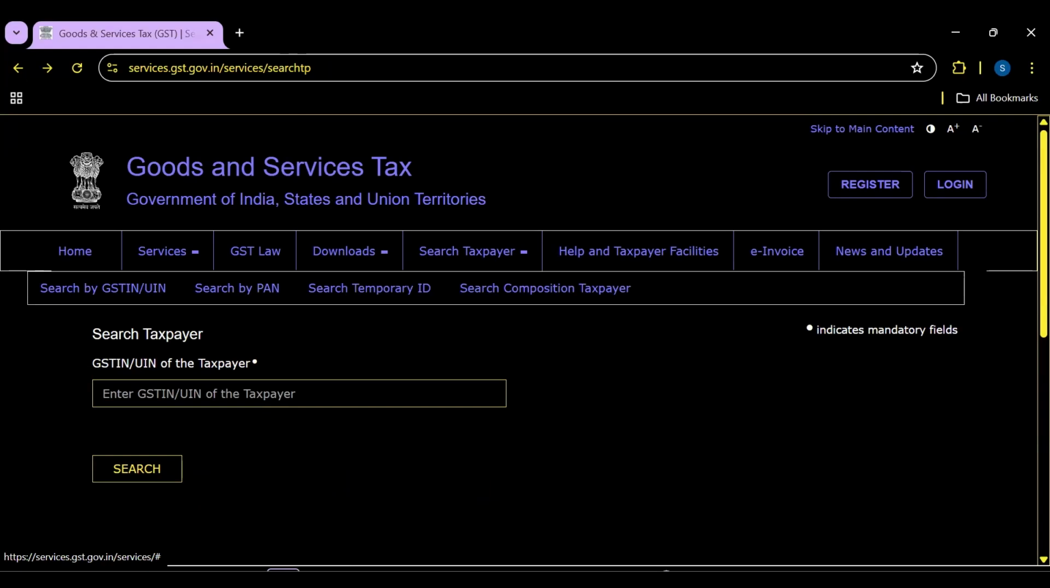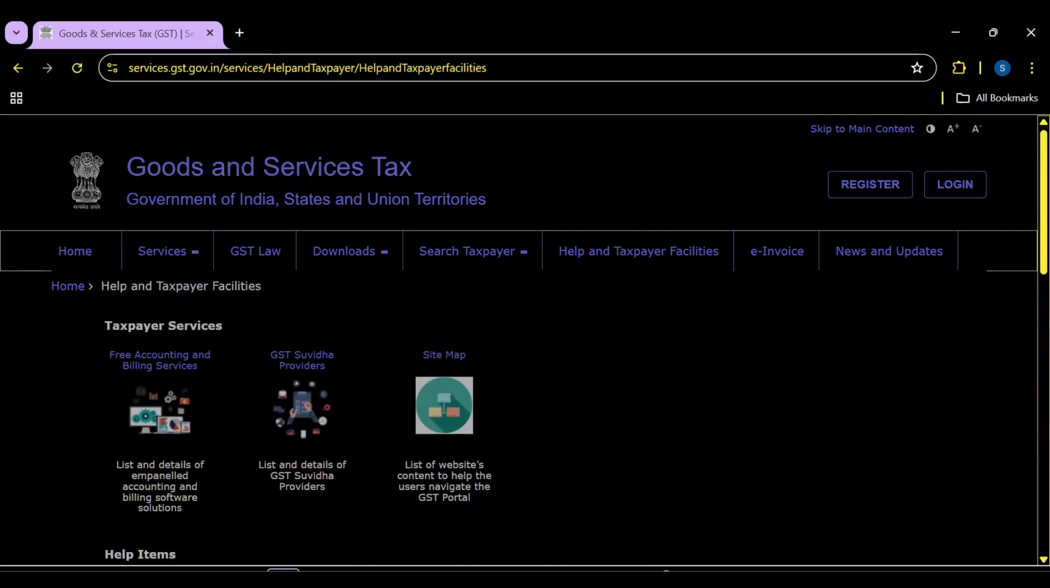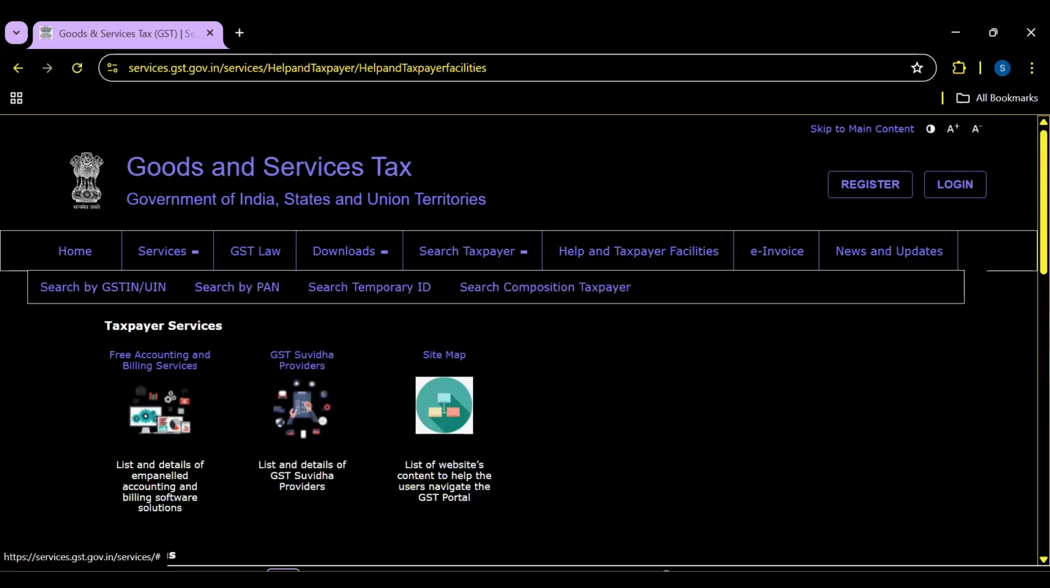If it is very small payments, then it's all right. But if it's a composition taxpayer, you can also see that. Opt in, opt out is what is mentioned here. So you can see whether it's a regular or a composition taxpayer. You can also see their current status of compliance.